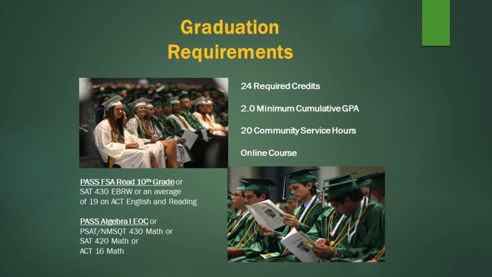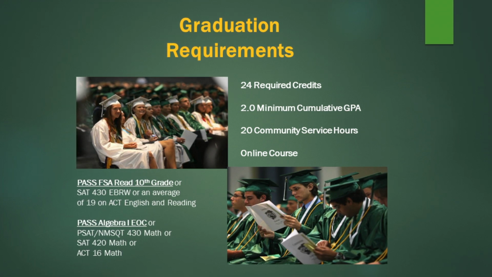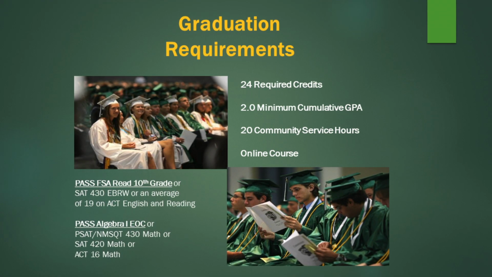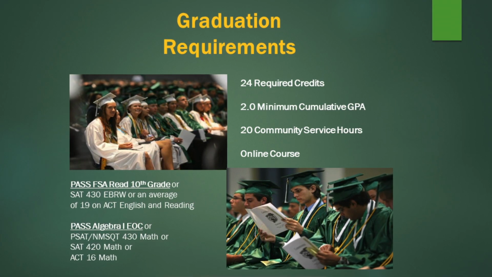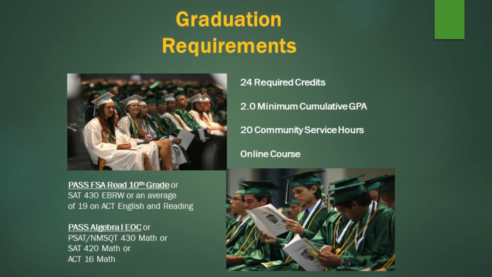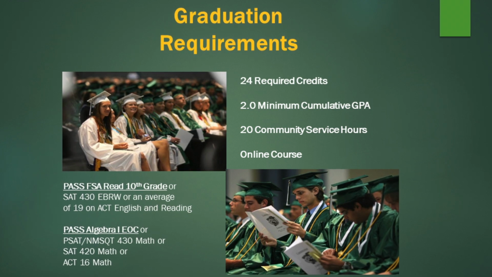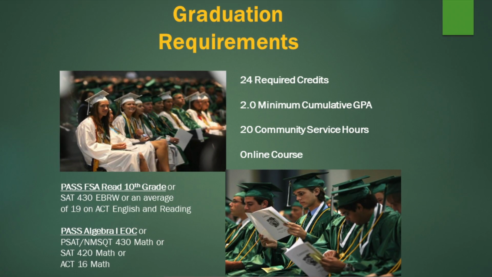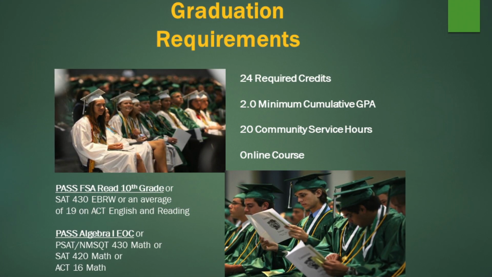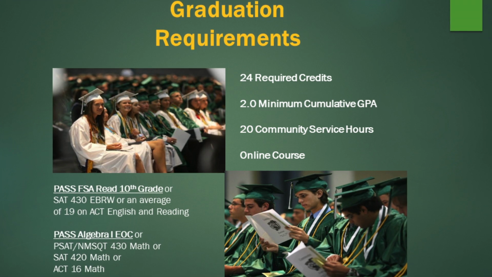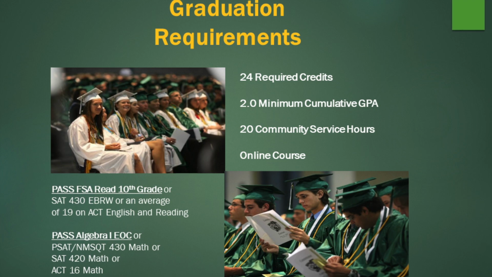Reminder that you will need 24 credits in specific areas, which we'll go over on the next slide. A minimum GPA of 2.0, 20 documented community service hours, online requirement met, also must meet passing score in the FSA reading for 10th grade and the passing of the Algebra 1 EOC. Reminder, if you are interested in senior privilege, you must meet the GPA requirement, have 20 hours of community service on file, completed your online course, and met your passing FSA reading and Algebra 1 EOC.